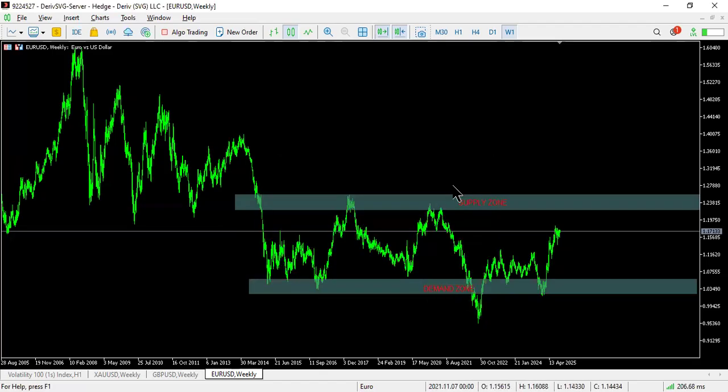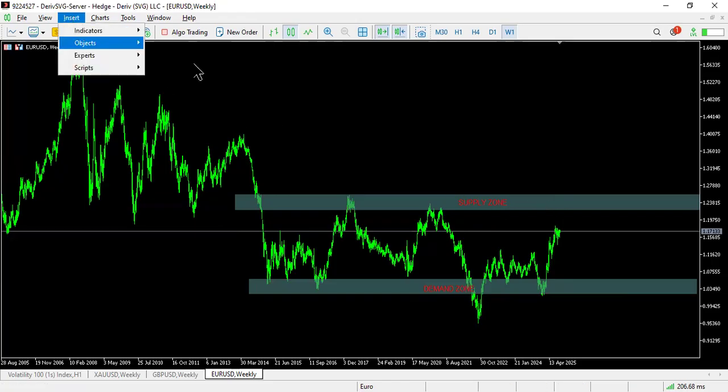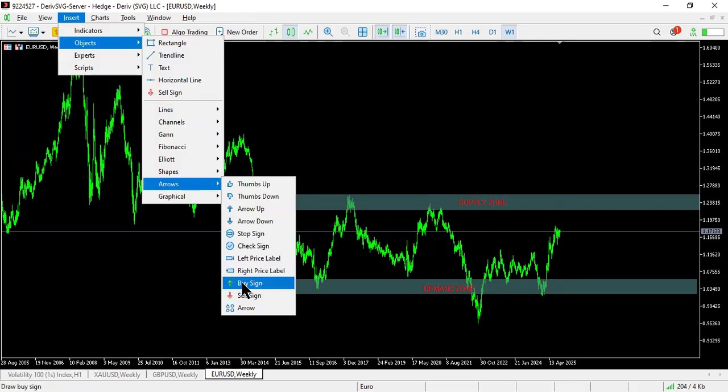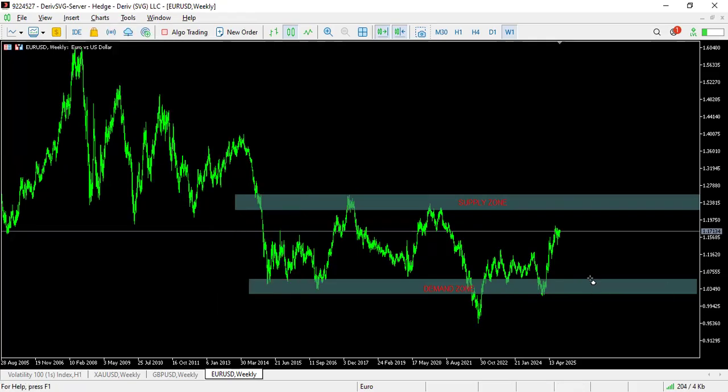Already from the weekly time frame, you can tell the buyers. Price is moving from the demand headed to the supply zone. So on Euro USD, it's in an uptrend, so we have to place buys on Euro USD. This arrow signifies that we are placing buys on Euro USD because price is bullish, moving from demand headed to the supply zone.